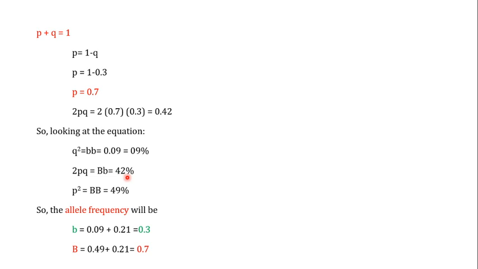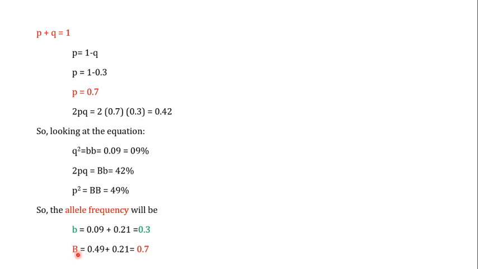So if you divide it by 2, that is going to give you the value of 0.21. So if you add the 0.09 and 0.21, that is going to give you the value of 0.3 that we have already determined for the q.